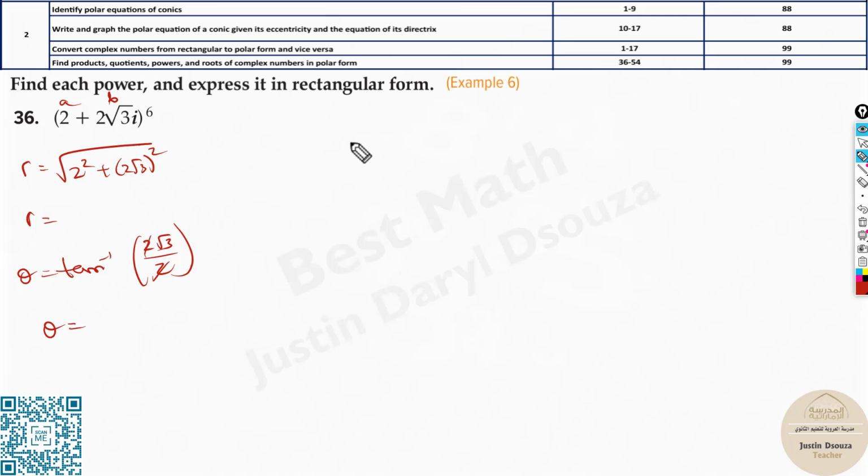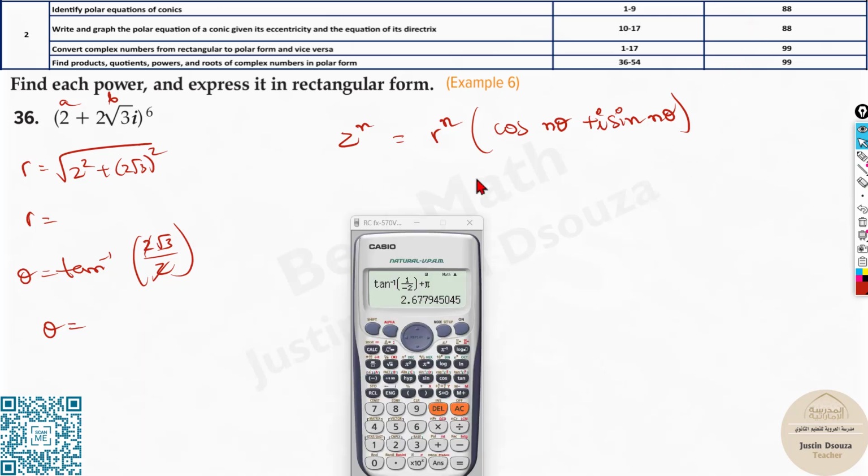Now does anyone recall the formula? So it's basically like this: z to the power n. The formula for this was given by de Moivre, so that's called de Moivre's theorem. R to the power n, over here you write cos n theta plus i sine n theta, okay, I forgot to write i, it's always the imaginary part with sine n theta. So this is it. Now let's first find the r and the theta value.